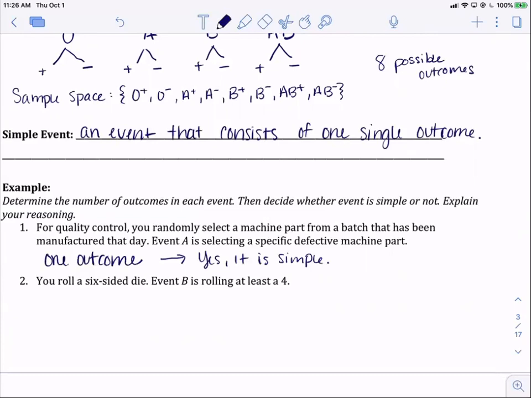Okay, you roll a 6-sided die. Event B is rolling at least a 4. So how many numbers are there that are at least a 4? 3. You would have 4, 5, and 6, which means there are 3 outcomes. So is it simple? No. It's not simple because it doesn't have one outcome. There's 3 possible. Okay, questions with that page?